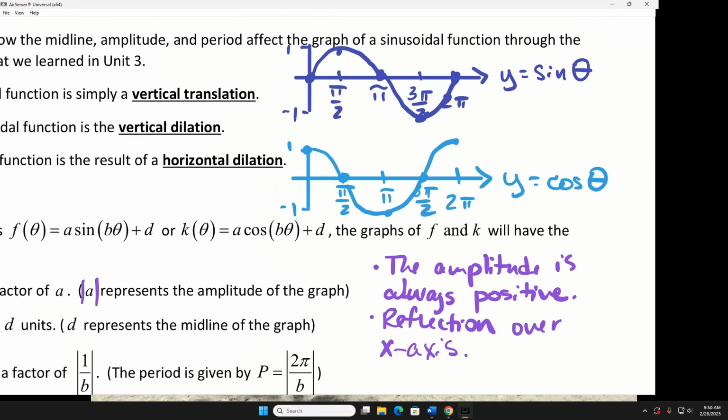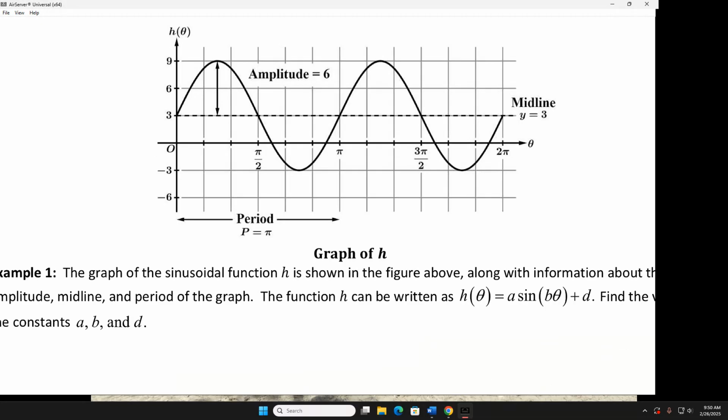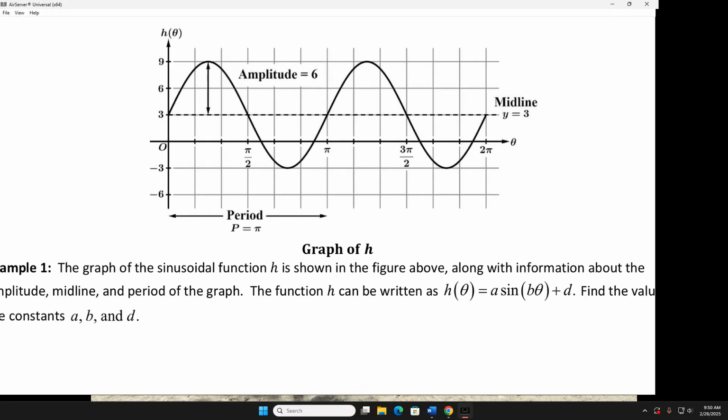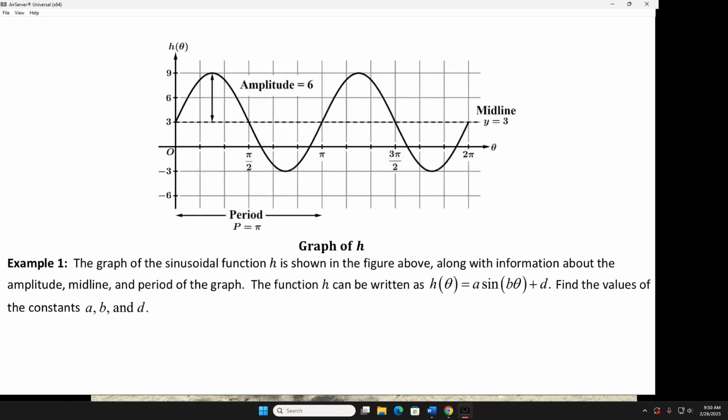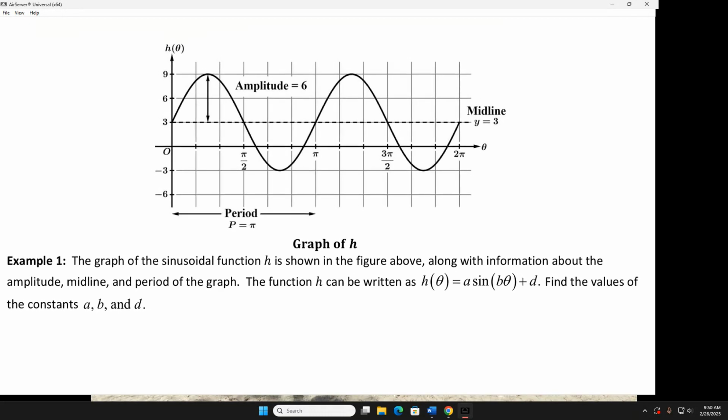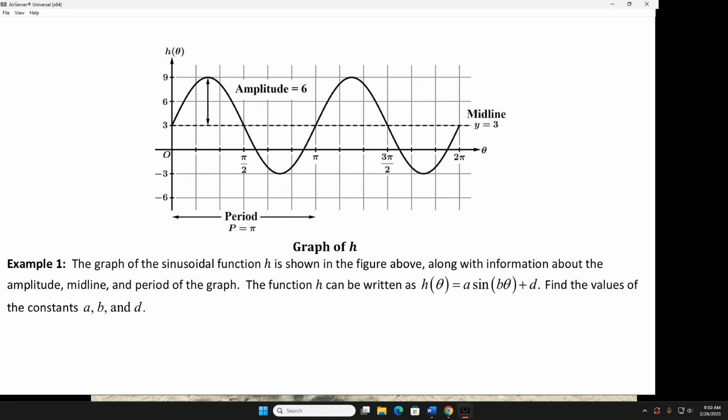Okay, so let's do that for example 1. So example 1, they have identified all the things that we identified yesterday, the midline, the amplitude, and the period. Now we're going to use that to find A, B, and D for this equation. All right, so for me, the easiest one to do is midline, so I usually start with D. So if the midline is 3, that means D is 3.